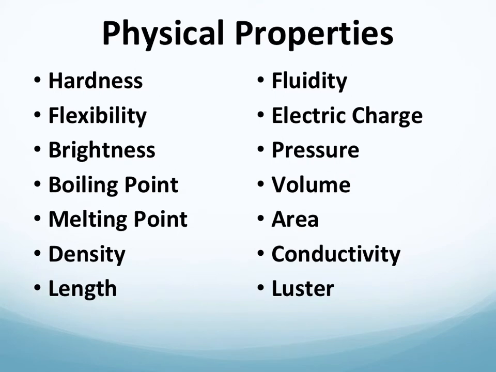So we can observe the hardness of something, its flexibility, brightness, boiling point, and melting point are big ones that we frequently use in chemistry. Something's density, or how much matter we see in the amount of volume of something that we have. Length we can be measuring, fluidity we can look at, electric charge, pressure, volume, area. All of these things are things that we can view with our senses, things that we can measure that don't cause any change to the substance. So I can measure the length of a piece of metal without changing the fact that it's metal.